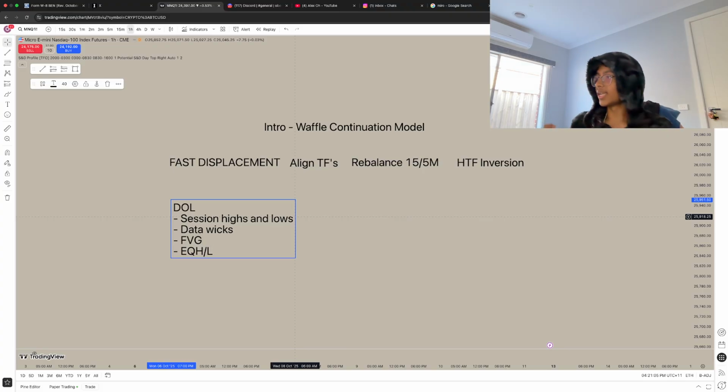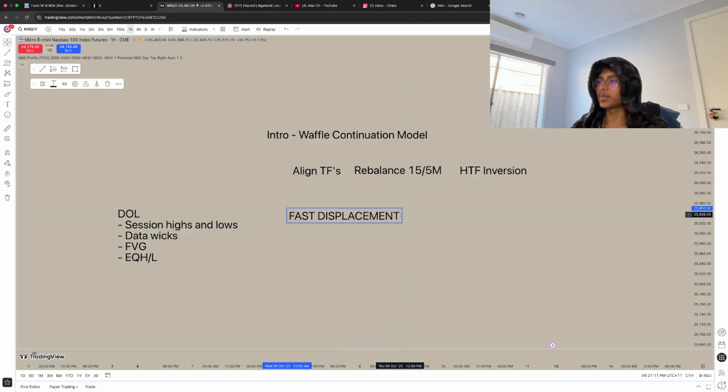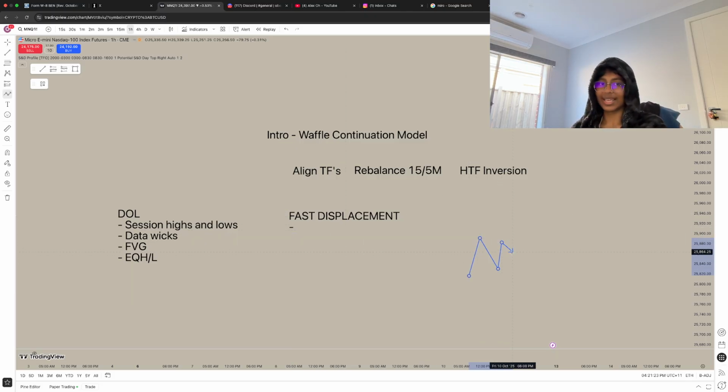But yeah, the next thing in my continuation model that I look for is fast displacement. If you don't know what fast displacement means, it basically means price action. You don't want price action to be choppy. You want it to be fast moving. None of this sideways diagonal stuff, guys. You just want clean, fast price action. So if price is moving like this, you don't want to be trading this. This is not fast displacement. This is just pure chop. I don't think anyone wants to trade this.